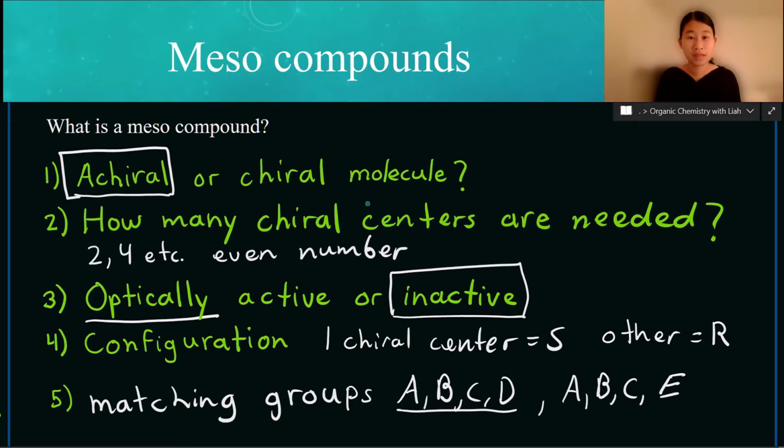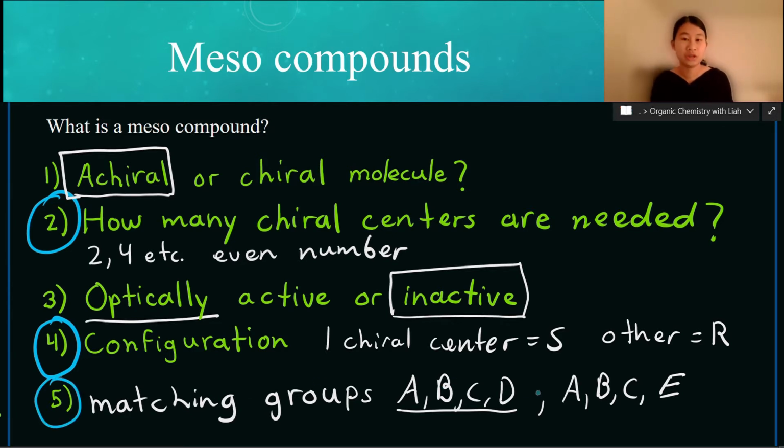If you are looking for a meso compound on an exam or quiz or homework, you should be looking for these things. You need an even number of chiral centers. You need to make sure that the configuration of those chiral centers oppose each other, and you need to make sure that the chiral centers have matching groups. That is, they are bonded to the same 4 groups as the other. So these are the 3 things that you need to be on the lookout for when you are looking for a meso compound.